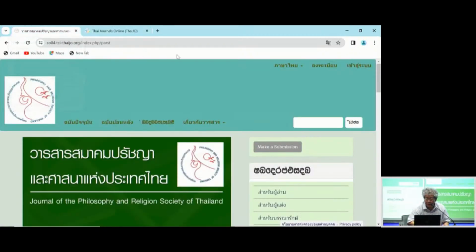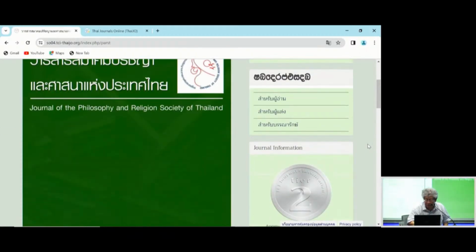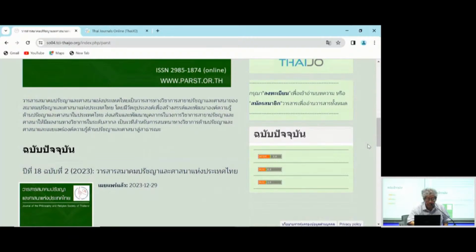So back to the journal. This is the latest issue that we have. Luckily it's in Thai here, not in Sinhalese. So it says, the Journal of the Philosophy and Religion Society of Thailand is an organ of communication of the society with the aim of encouraging and developing knowledge in philosophy and religious studies in Thailand and so on. So we are a platform for academic discussion and academic research in the area.